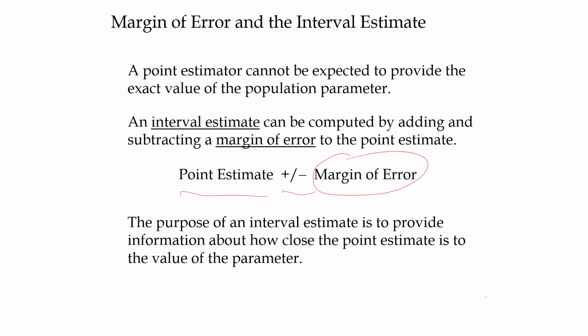So the purpose of the interval estimate is to provide information about how close the point estimate is to the value of the parameter. And the more confident you want to be with your margin of error or your interval estimate or your confidence interval, let's say you want to be 99% confident in your interval, then the wider your interval will be. Whereas if you're 90% confident, you're less confident, that's going to be a narrower interval.